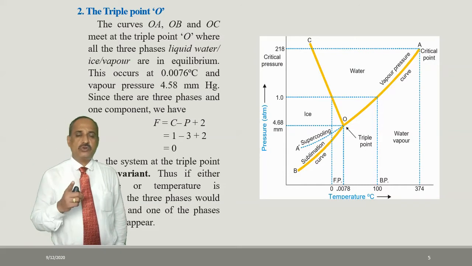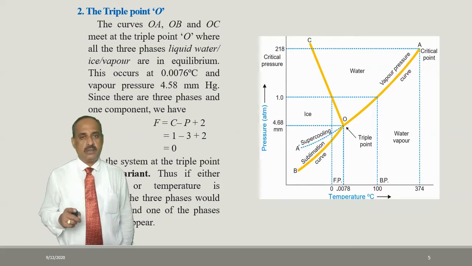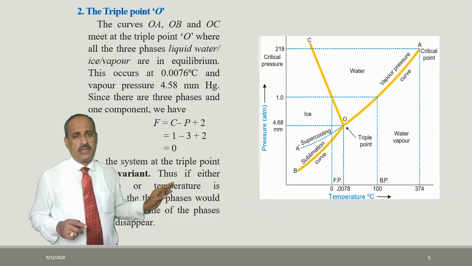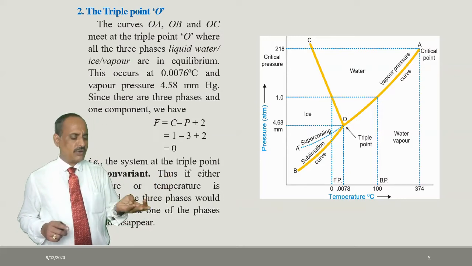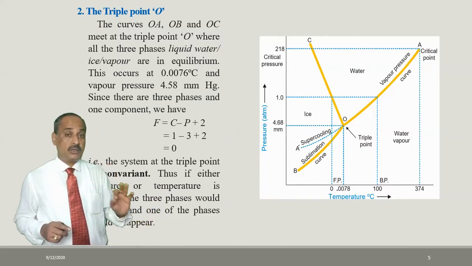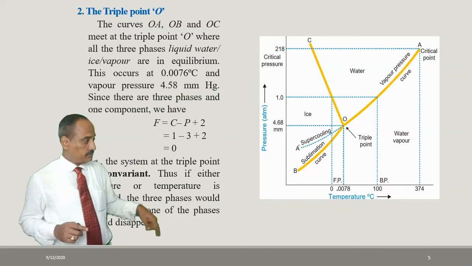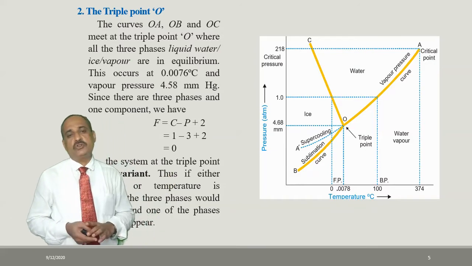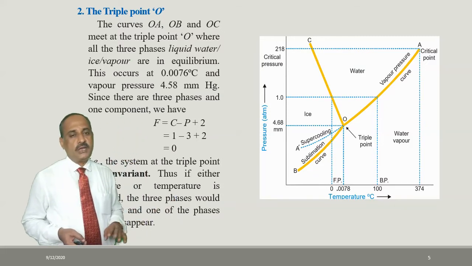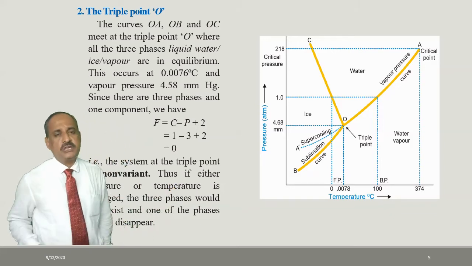So, F is equal to 0 means the system requires no degree of freedom, means the system is non-variant. At the triple point we don't require any degree of freedom, means we don't require temperature, we don't require pressure, because this is a typical point at 4.58 mm Hg and the temperature is 0.0078 degree centigrade. Now, if you see here, the system is non-variant. So, this is the complete explanation regarding the triple point.